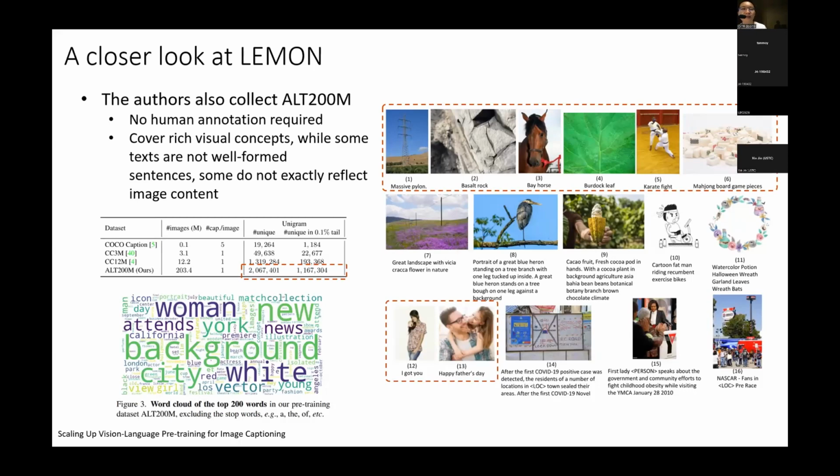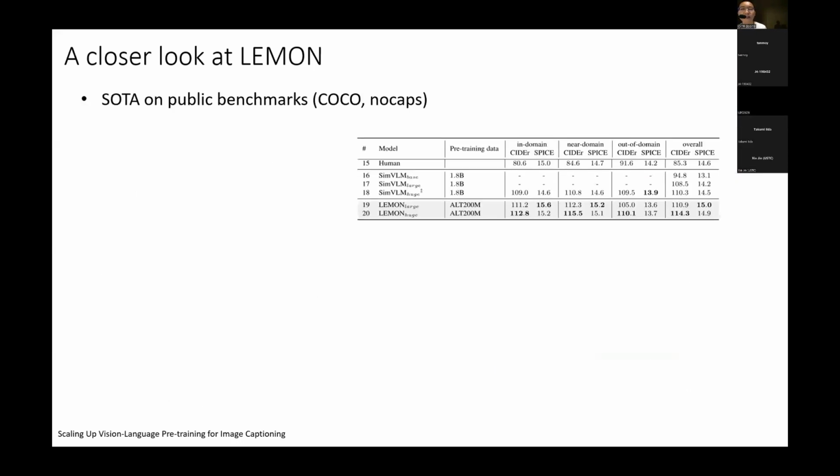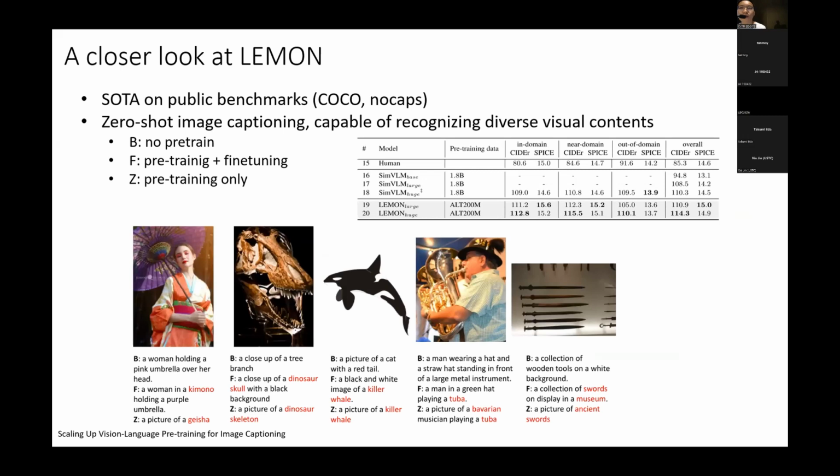So this is how LEMON looks. By simply doing this, they have SOTA performance on public benchmarks. And they also show the model can do zero-shot image captioning. In each picture in this slide, there are three captions, which are B, F, and Z. We need to care more about the B and the Z. B is no pre-training, and Z is pre-training only, which shows the zero-shot captioning performance.